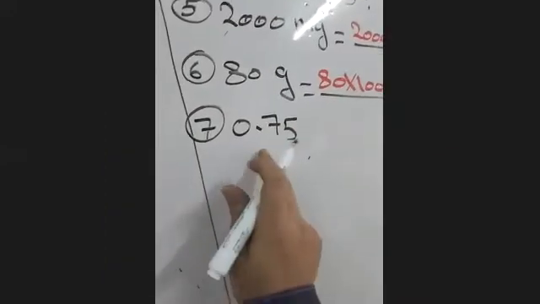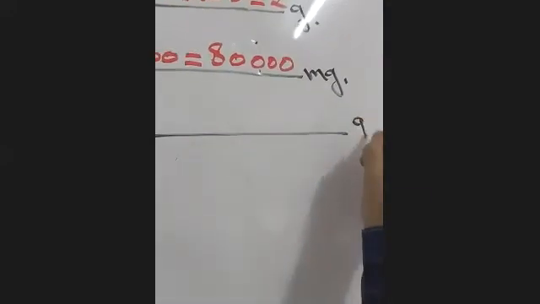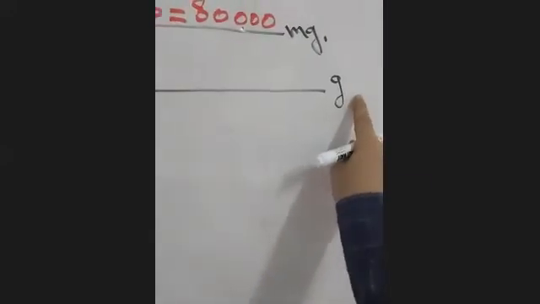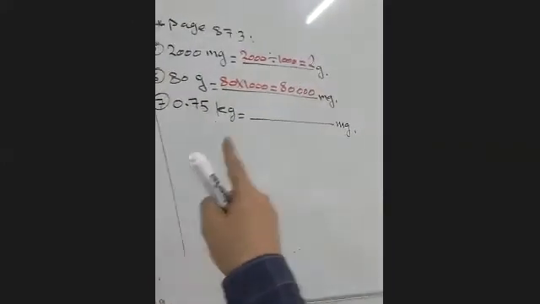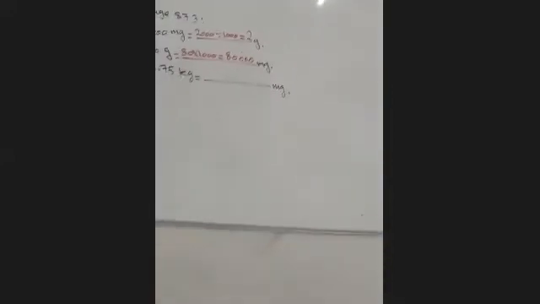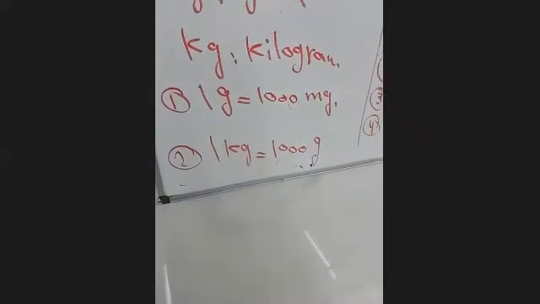Question 7: 0.75 kilogram equals how many milligrams? We want to turn from kilogram to milligram. Let's see the relations. Do we have a relation between kilogram and milligram together?